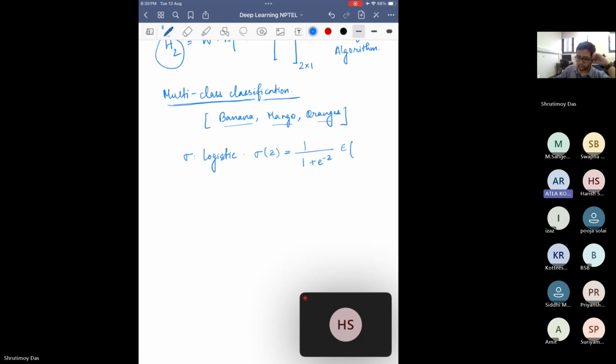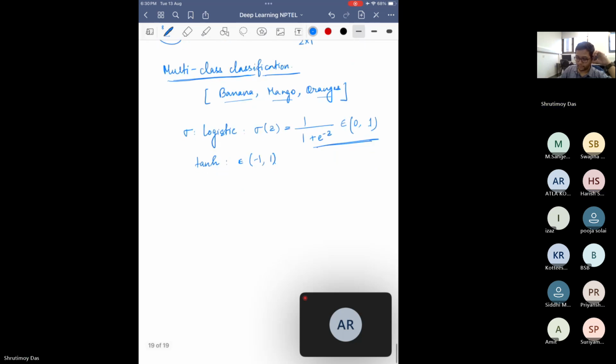You are saying -1 to +1? No, sigmoid is from 0 to 1. If you have tanh, then your output ranges from -1 to +1. For sigmoid, your output ranges from 0 to 1.